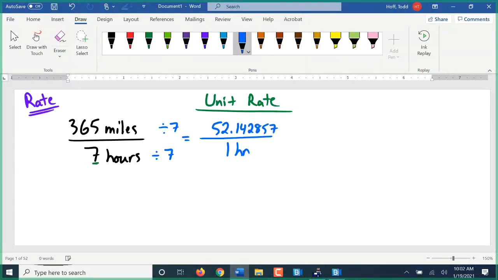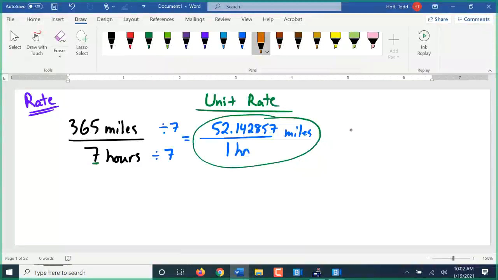52.14857 miles. Now, two things here. First, we probably wouldn't write it out in that many decimal places. We'd probably round it off after one or two decimal places. Second, once we've converted it into a unit rate like this, we often don't write it as that fraction. Let's round it to two decimal places, so 52.14.